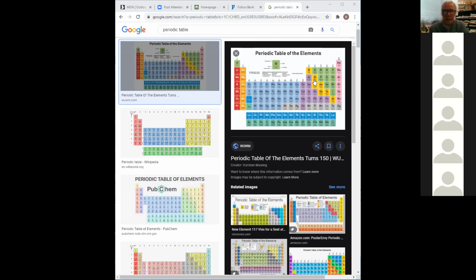Chlorine has 17 positive charges in the nucleus and 17 negative charges in its shells. It gains one, so now it has 18. So it has an extra negative charge: 17 positive, 18 negative. See what I mean? You need to know what an ion is. When an atom gives up or gains an electron, it becomes an ion.